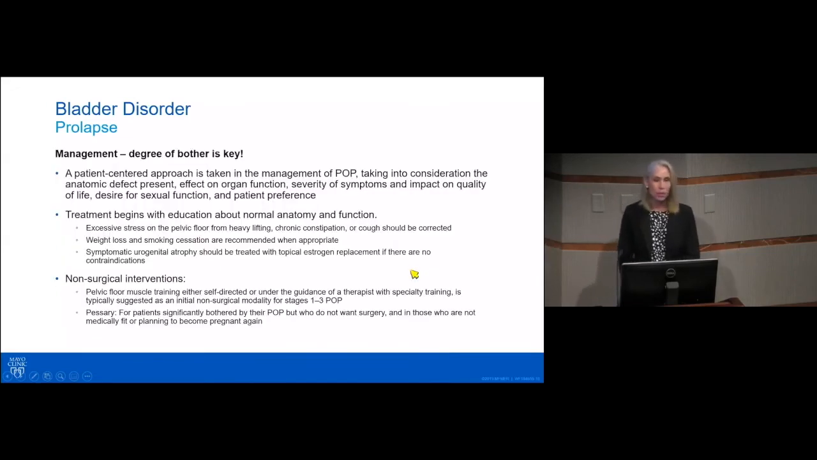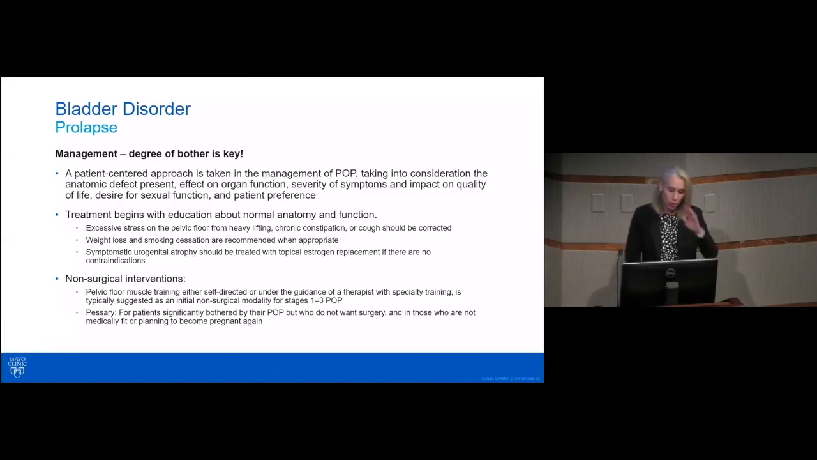So prolapse management. The degree of bother is key. You want to take a patient-centered approach in management. You want to consider the anatomic defect that they have, the effect on organ function, the severity of symptoms, the impact on quality of life, their desire for sexual function, and patient preference. So treatment begins with education. If the patient has excessive stress of the pelvic floor because of heavy lifting, chronic constipation, or cough, you want to make sure that that is corrected initially. Weight loss and smoking cessation for those patients indicated. Symptoms of vaginal atrophy should be treated with topical estrogen if there are no contraindications.